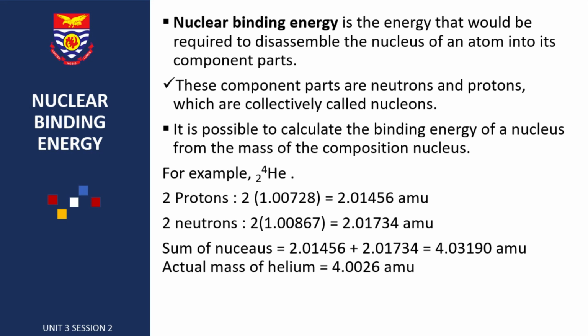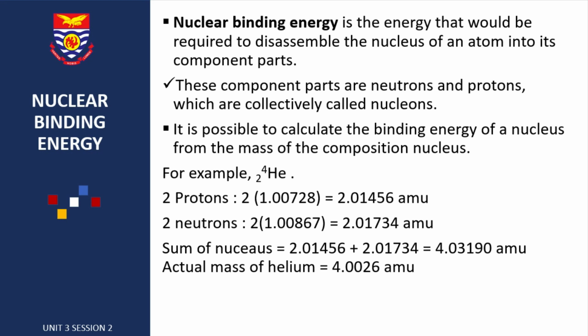The binding energy is the energy that would be required to disassemble the nucleus of an atom into its component parts. These component parts are the protons and neutrons, which we collectively call nucleons. The binding energy of nuclei is due to the attractive force that holds those nucleons together, and it is usually a positive number, since most nuclei will require the expenditure of energy to separate them into individual protons and neutrons.